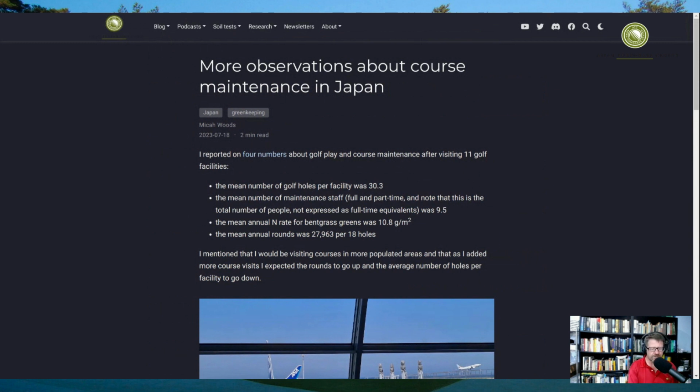And as far as how busy these courses are or were, the average was 27,963 rounds per 18 holes. That was after visiting 11 courses. Most of them were in the Hokuriku and Nagano region and in Gunma. So these are areas that have snow in the winter.